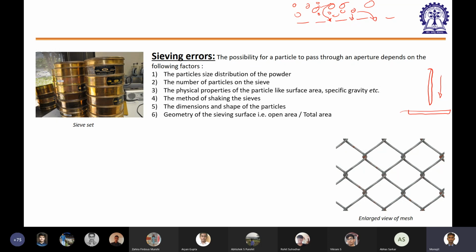Geometry of the sieving surface, opening area, and the total area. I have given you one example: 25%, 40%. What is the percentage opening that you have on the screen? Those kinds of things also create some error.